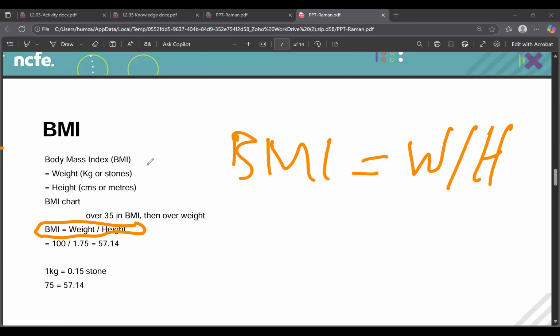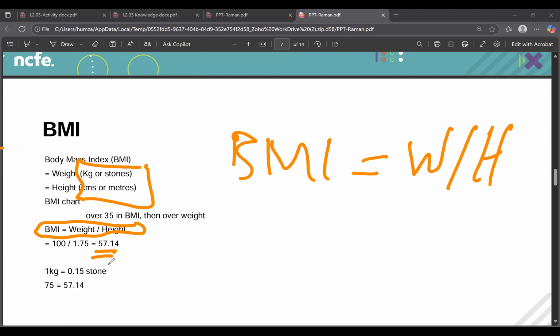In this case, remember we have to keep the units the same, okay? We have to keep them consistent. So if we're going to do it in kg, we have to keep the height in centimeters. But if we're going to do it in stones, we have to keep it in meters. So here, if the weight is 100 and the height is 1.75, the body mass index will be 57.14. Is that clear?